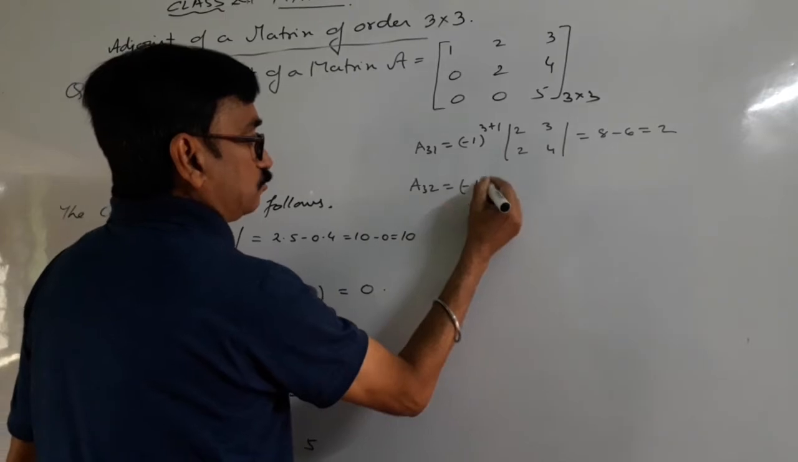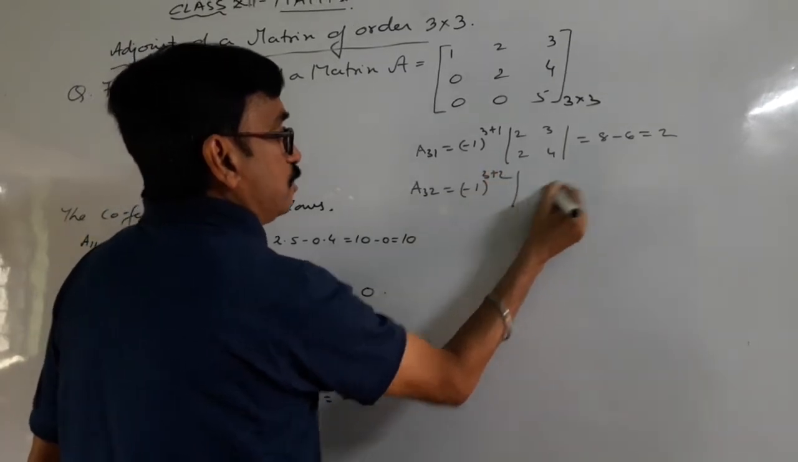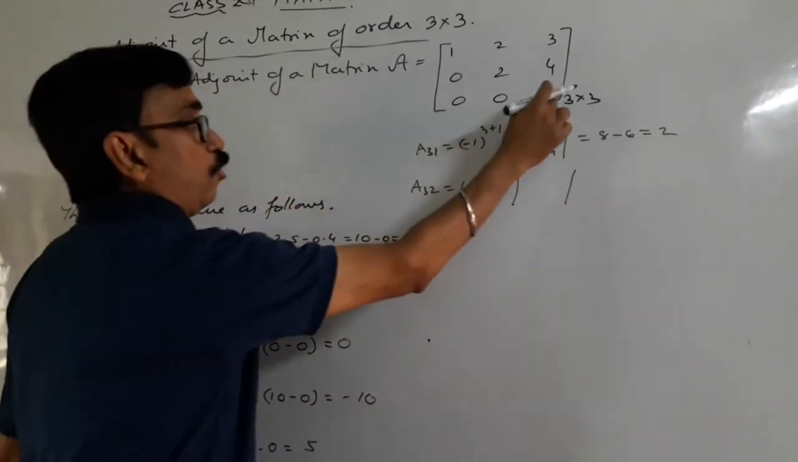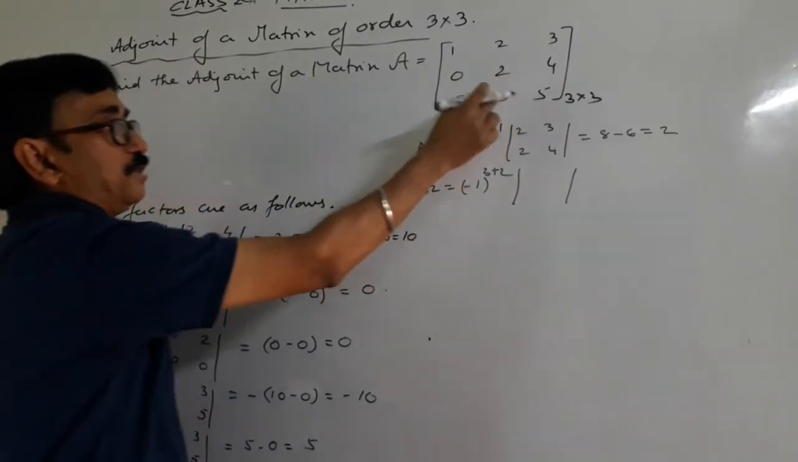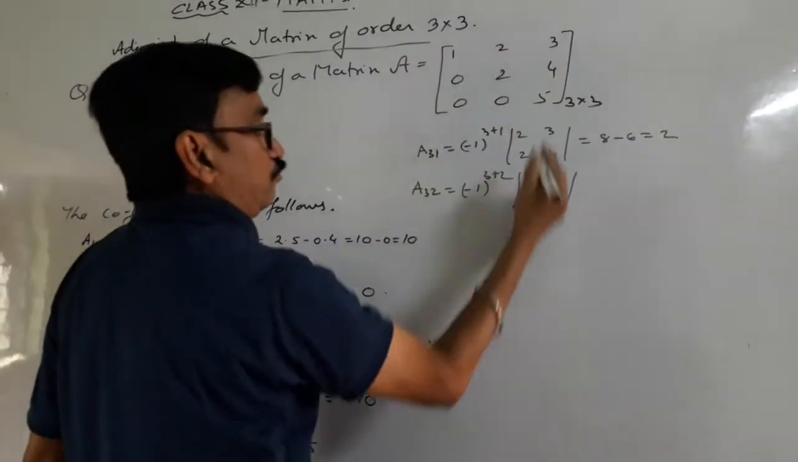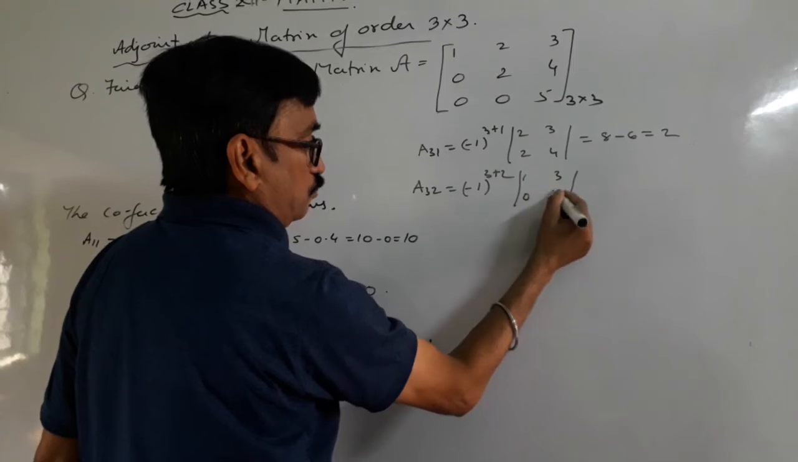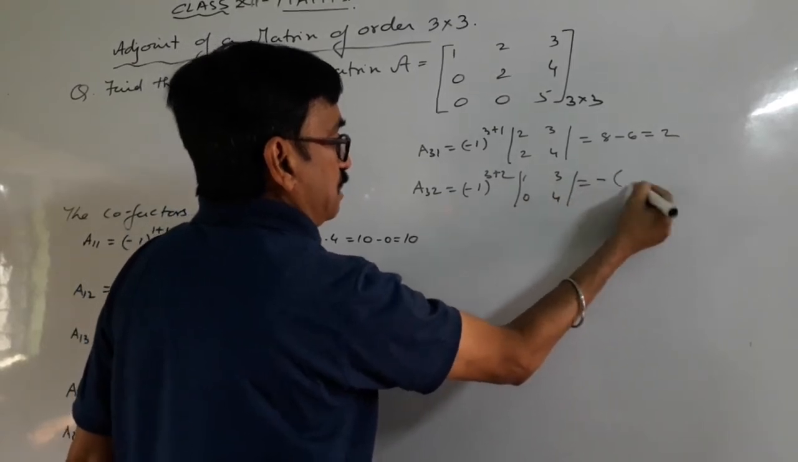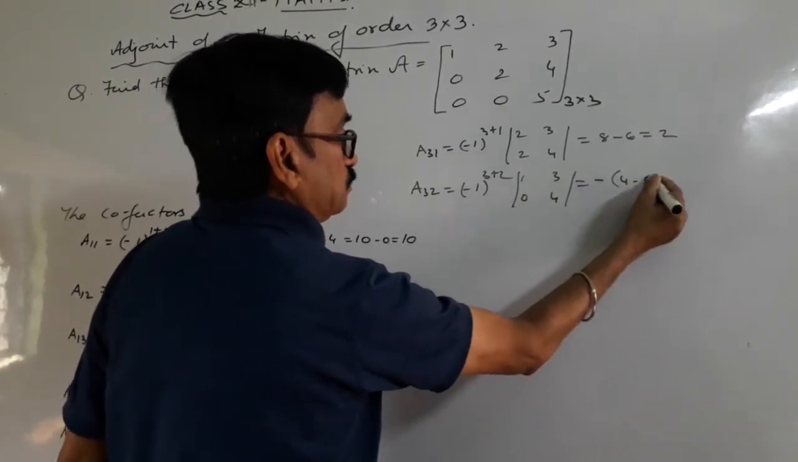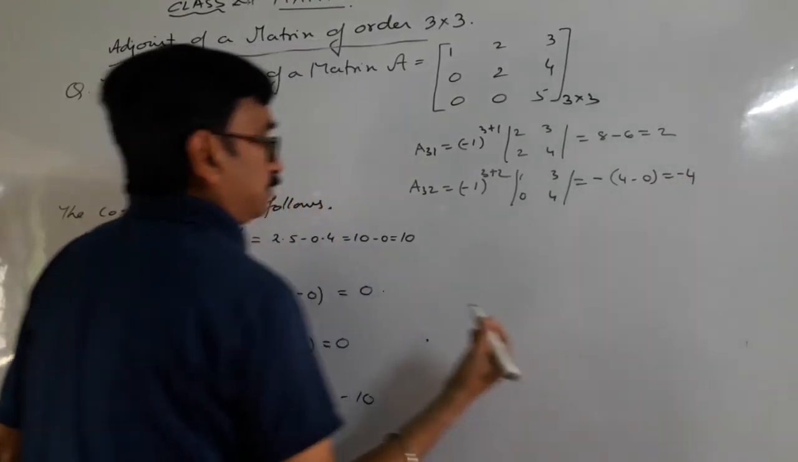A32 is minus 1 to the power 3 plus 2. Now the third row and second column are deleted, and we are left with 1, 3, 0, 4. That equals minus of 4 minus 0, which is minus 4.